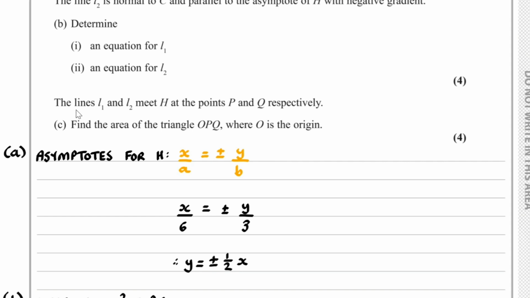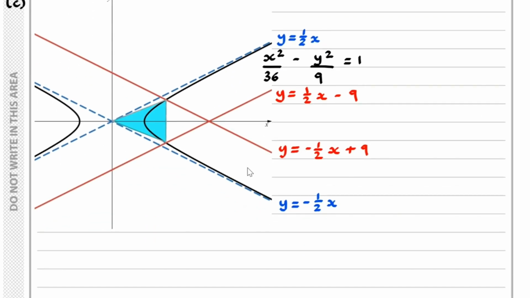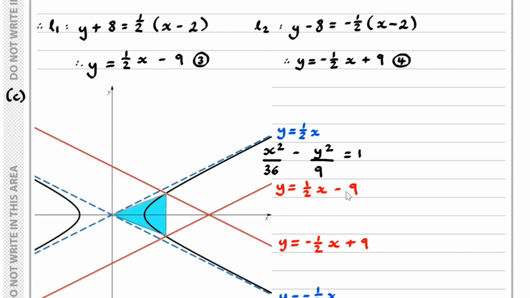Now for part C, the lines L1 and L2 meet H at the points P and Q respectively. We have to find the area of the triangle OPQ, where O is the origin. So here is a diagram of everything we know so far. We've got the parabola, we've got the asymptote shown in blue, and we've got the equations of the normals shown in red.